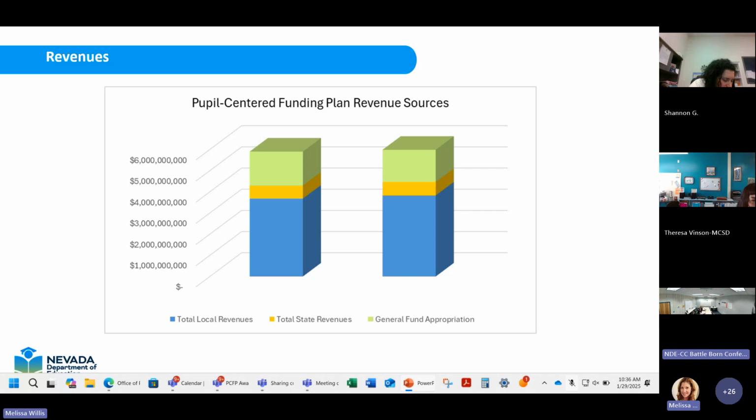So this is kind of a nice little visual of revenues within the biennium, where they come from. So local, state, and then general fund appropriations, kind of seeing the makeup from year to year within the biennium. Pretty consistent as far as the makeup of those funding sources.